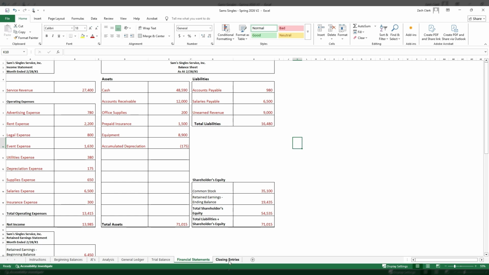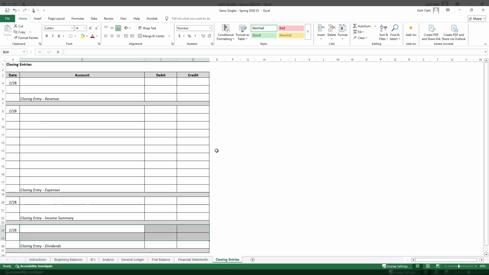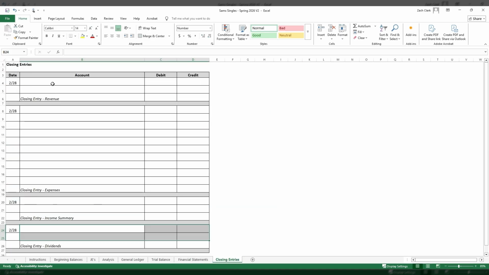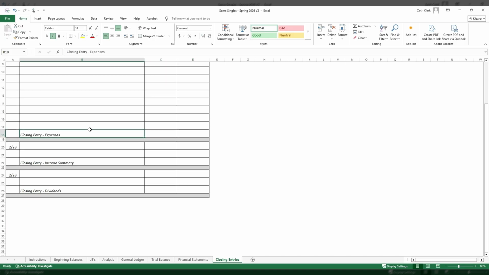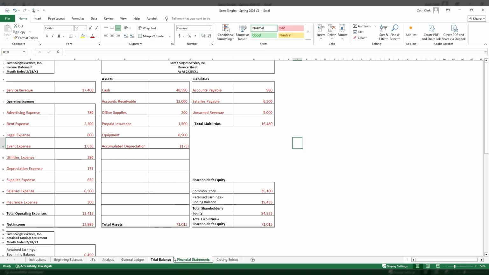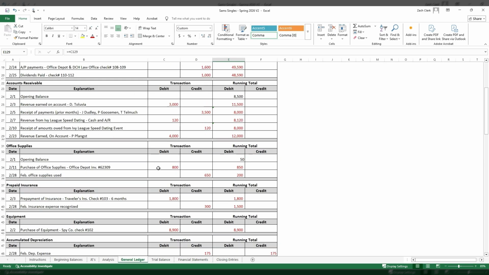Okay, we're on to the very last step of the project, and that will be preparing our closing entries. And so for our closing entries, if you recall, we want to close out our temporary accounts, so our revenue, expenses, and dividends, and we're going to use the income summary as an intermediary account to do that closing, right? So let's start with revenue.